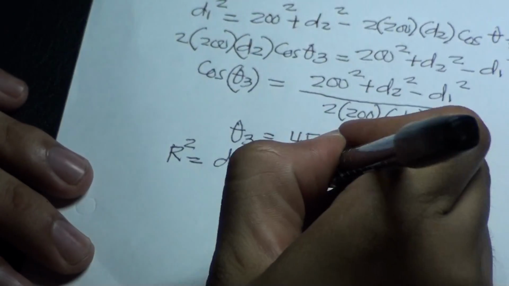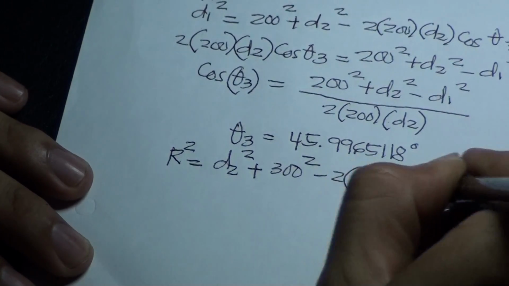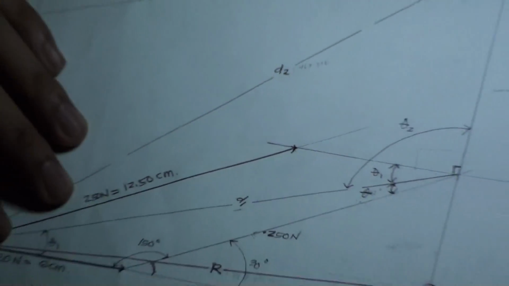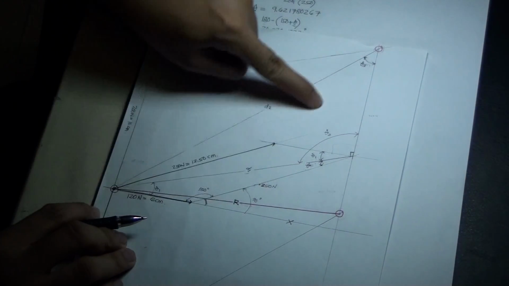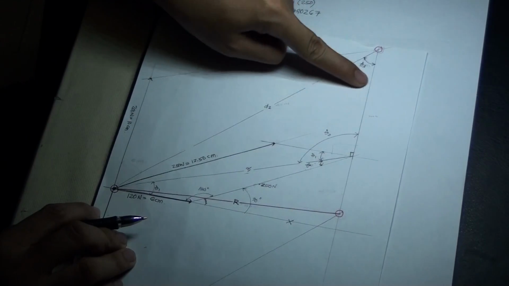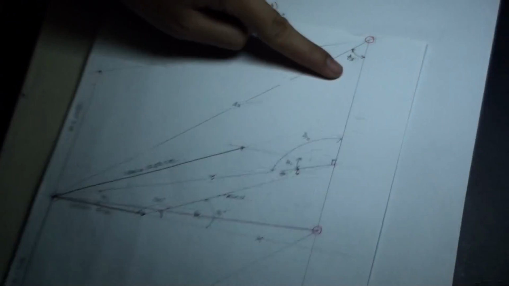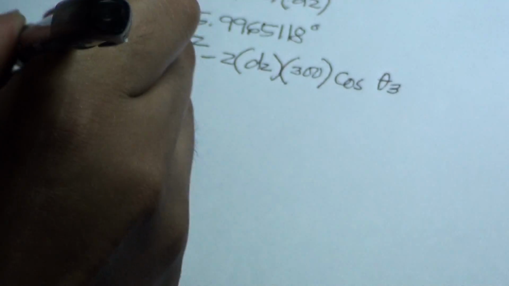Going back to the solution now. Minus 2 times d sub 2 times 300 cosine of the angle opposite to r. Opposite to r is what? Opposite to r, we have theta sub 3. Okay, this one. Theta sub 3. So going back to the solution, so this must be theta sub 3. So we can get your r.